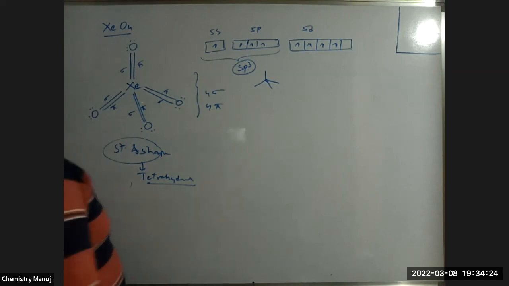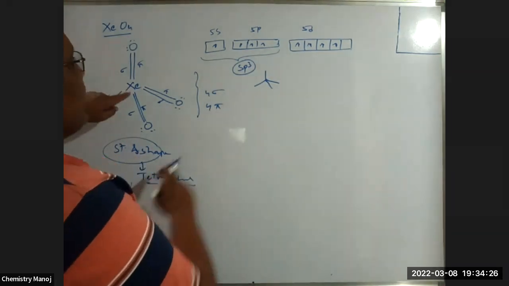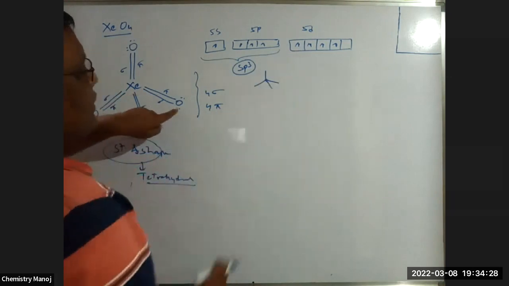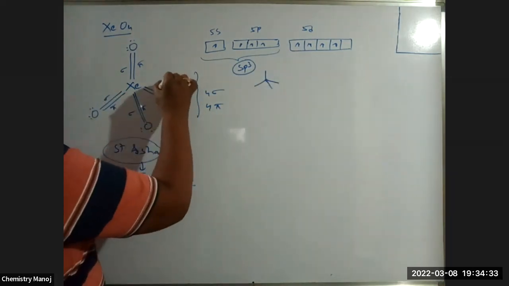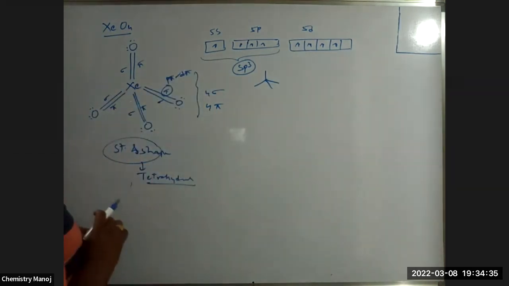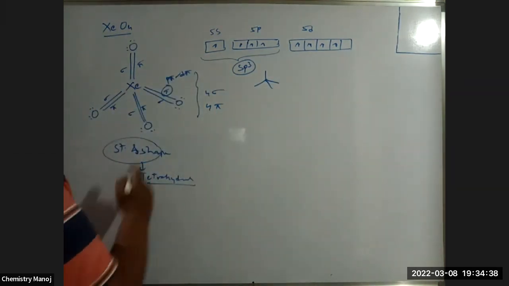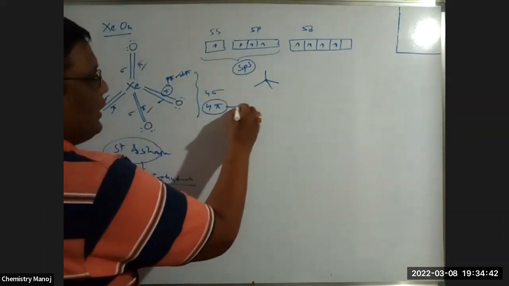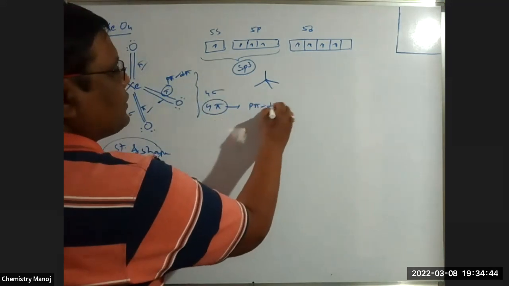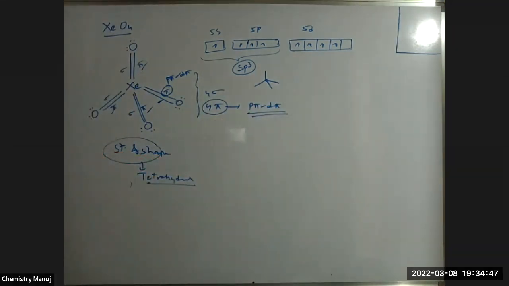Now see here, these pi bonds use d orbitals from the xenon side and p orbitals from the oxygen side. So that's why this pi bond is a p pi d pi bond. Correct or wrong? Correct. This is also like that, all those pi bonds are p pi d pi bonds. Now, how many p pi d pi bonds are here in XeO4? 4 p pi d pi bonds.